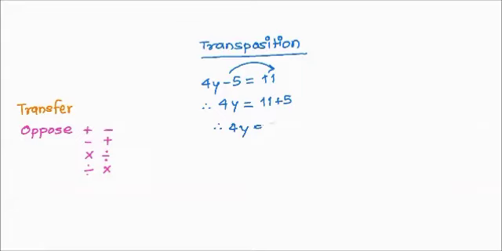Now 4 has to move that side. 4 is bound to y by a multiplication sign, so when it goes that side, it will be the opposite of multiplication, which is division. So 16 divided by 4. Therefore y is equal to 4. If you see here, every time something gets transferred, it changes the operation to the opposite operation. Addition becomes subtraction, subtraction becomes addition, multiplication becomes division, division becomes multiplication.